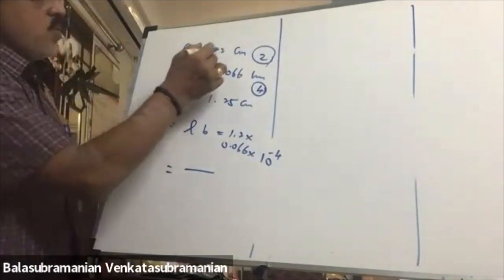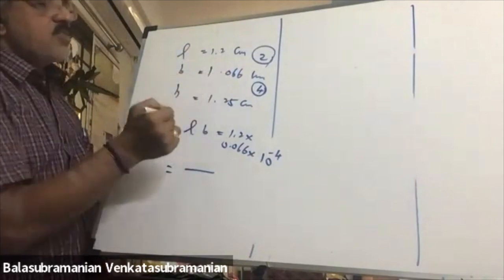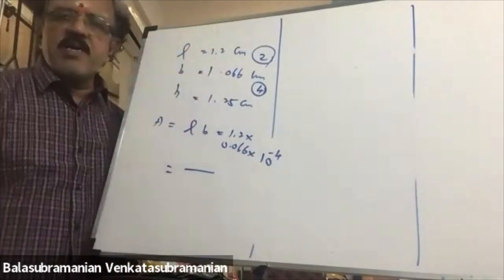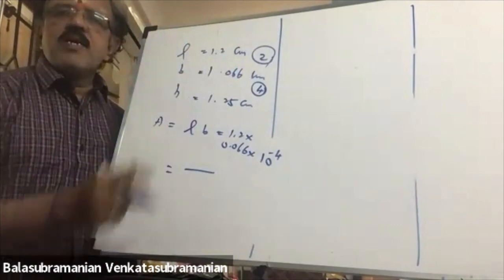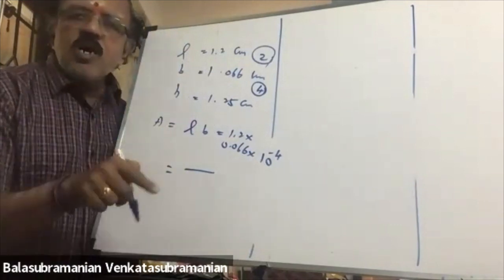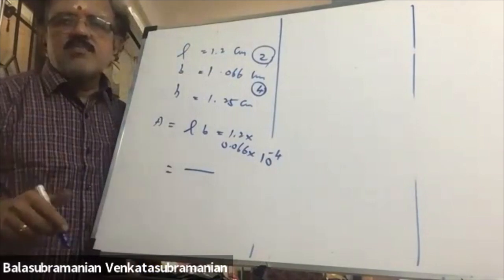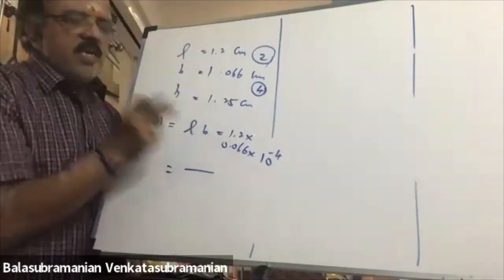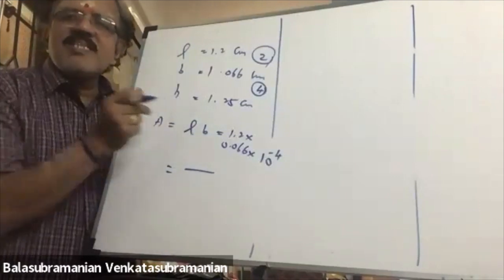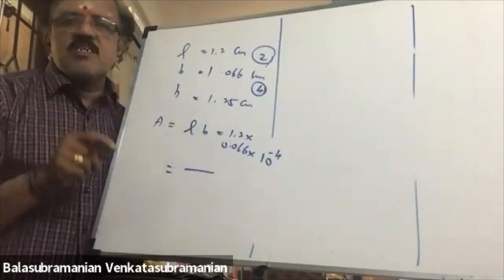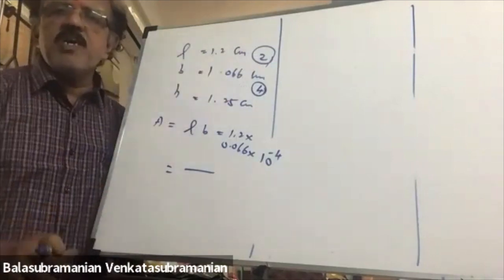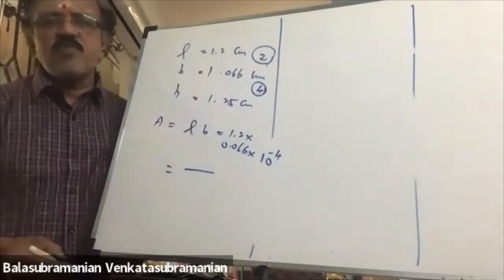Volume, 1.2 into 1.066 into 1.25. All the three you multiply. You are getting one answer. Round off to a 2-digit number. Why do I have to round off to a 2-digit number? Out of the 3, length has got the least significant digits. How many digits do we have? 2. So your answer also should be a 2-digit number. Round off.